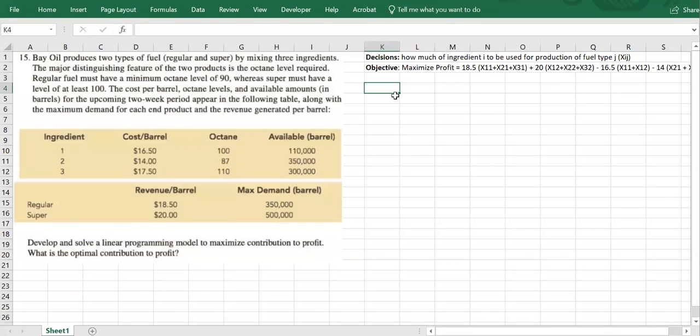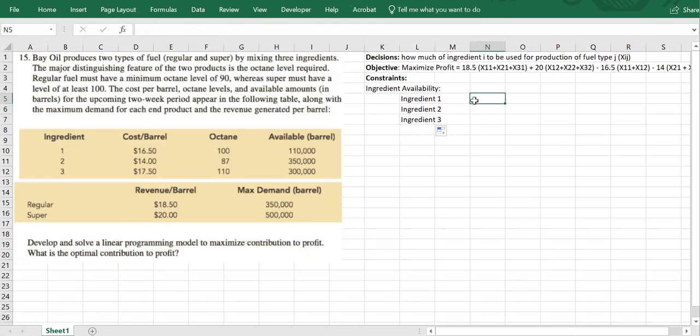And then the set of constraints, subject to the list of constraints. We have the availability of each ingredient, and we also have demand. And also we have to make sure that we're respecting the octane level of each fuel type. So I'm just going to go with the supply and demand limitations for the ingredients availability, for ingredients 1, 2, and 3.